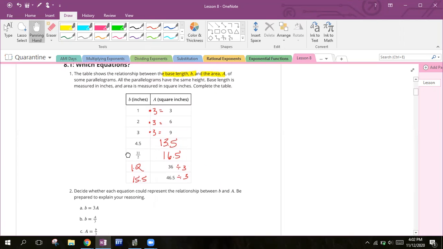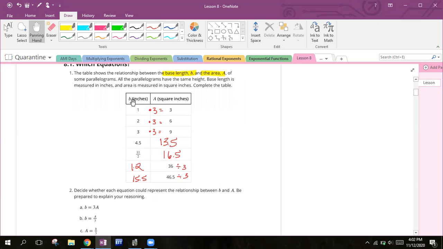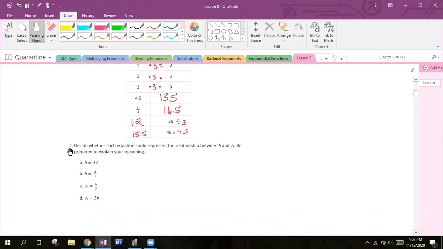So hopefully you would all agree that for each one of these, I took the base times 3, and that equaled the area. And then when I got down here, I had to take the area and divide it by 3 to equal the base. And so it says, decide whether each equation could represent the relationship between B and A. Be prepared to explain your reasoning. Basically, it's asking which equation goes with this relationship in the table.